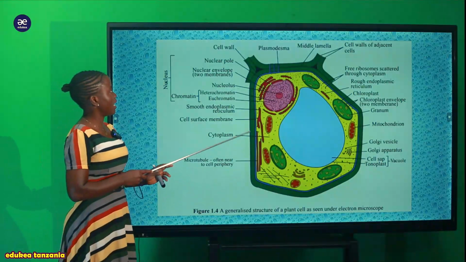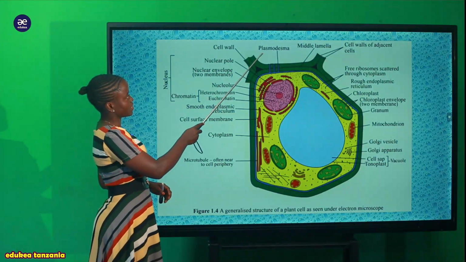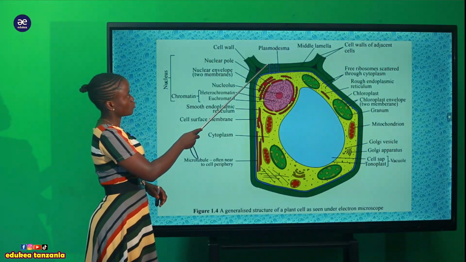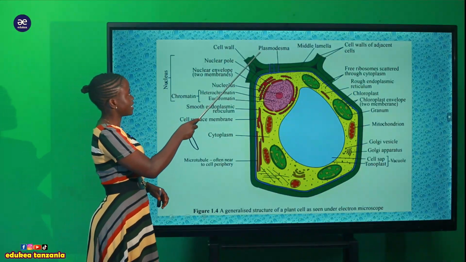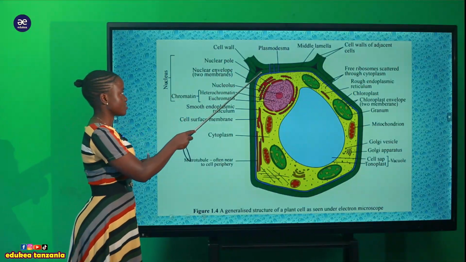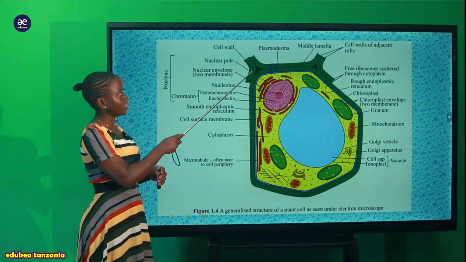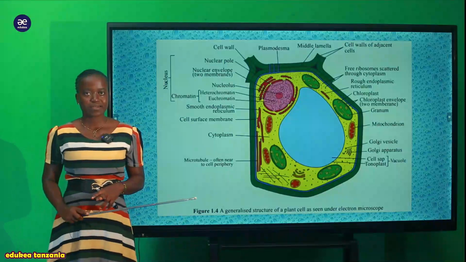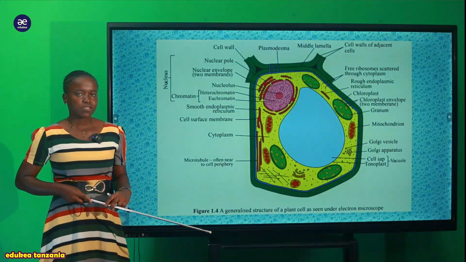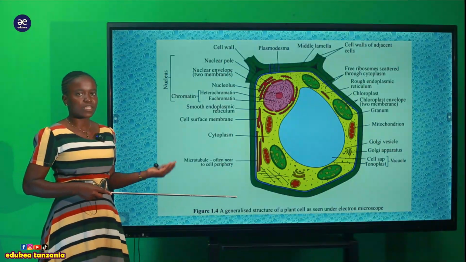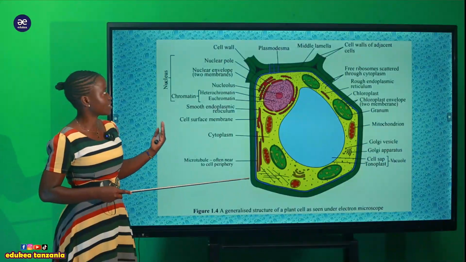So now, within a cell wall, you can see these perforations that I have told you about, that within this plant cell there are small perforations. This is a small perforation of a cell wall. It is called the plasmodesmata.